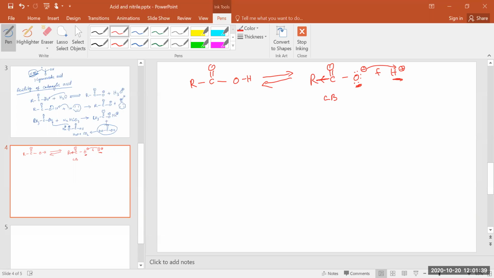So anything that can withdraw the electron cloud on the carboxylate ion will increase the acidity by increasing the concentration of free H plus. So electron withdrawing groups will increase the acidity, and in turn electron donating groups will decrease the acidity. Electron donating means more O minus, so it will quickly grab the H plus and go backward.